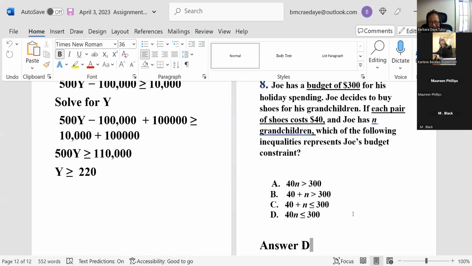Okay, I miscalculated the N. I know that the N represents the number of grandchildren. So that N has to be multiplied by 40, not added to 40. You understand why it's multiplication, not addition? Yes. So N, the number of grandchildren, has to be multiplied by the cost of a pair of shoes, so it's got to be 40 times N. That's what 40N is. Got it? Yes, Miss Barbara.